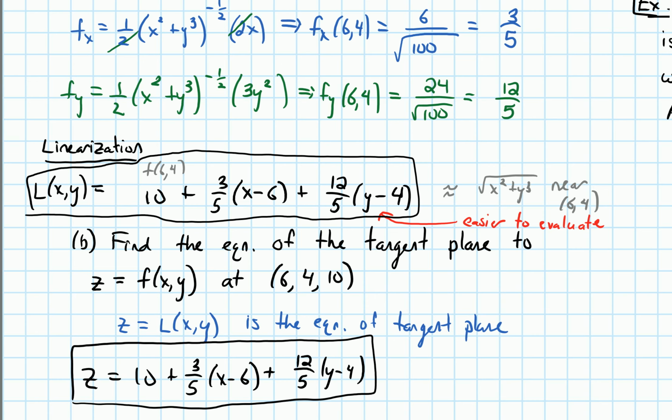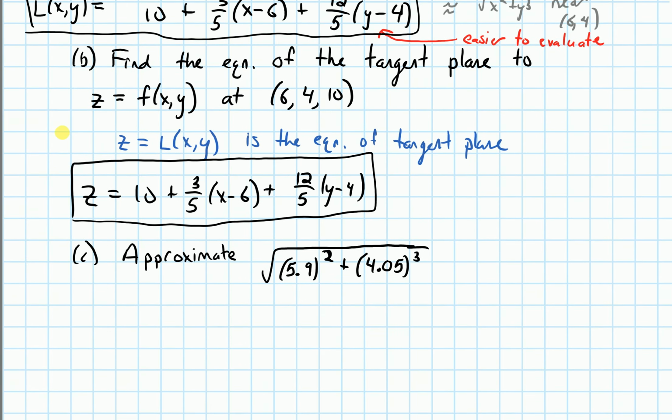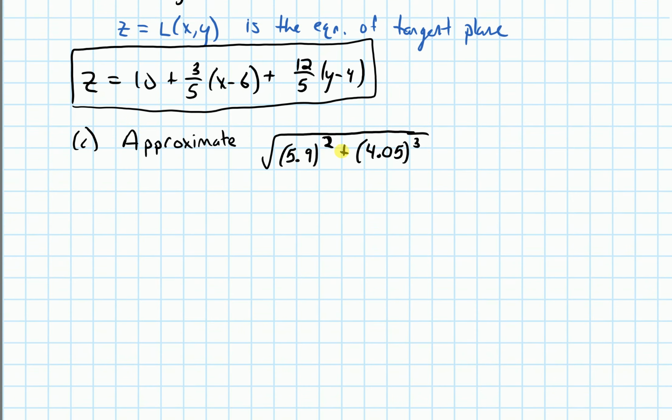All right, so now let's actually use this to do an approximation. Part C, let's approximate the square root of 5.9 squared plus 4.05 cubed. So it looks like our function, but where we plug in, x is now 5.9, and y is 4.05. So let's plug these values into our linear approximation, into our linearization. That's just another word for linear approximation.